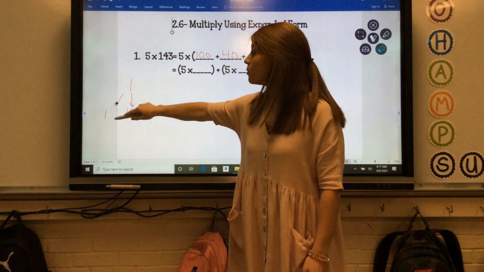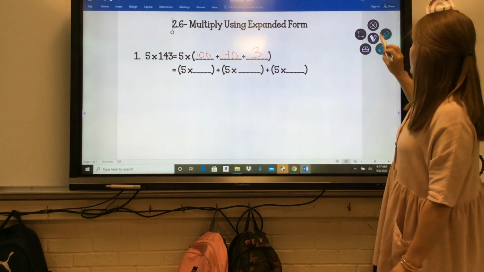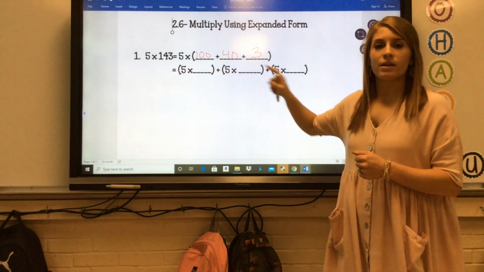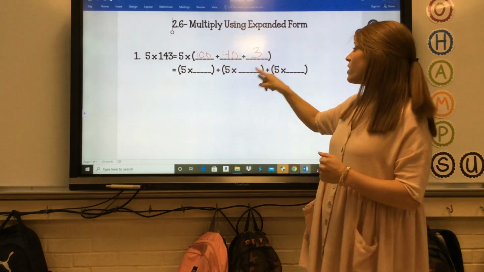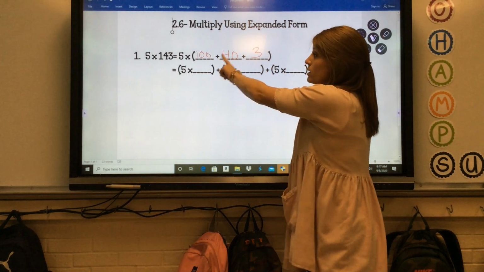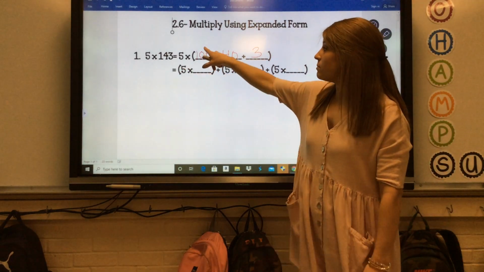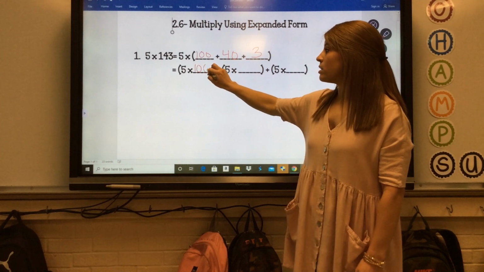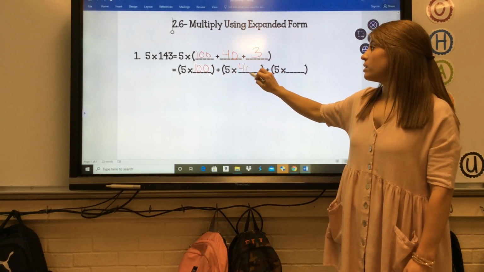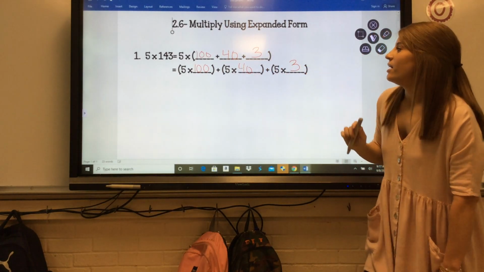Now, let me erase this and get this out of our way because that's going to get in our way here in a second when we're working this problem out. Okay, so now I've got to look at it and I'm going to bring it down here. 5 times something plus 5 times something plus 5 times something. I'm going to transfer where I've broken it down by place value into those blanks as well. So 5 times 100 plus 5 times 40 plus 5 times 3. Very good.